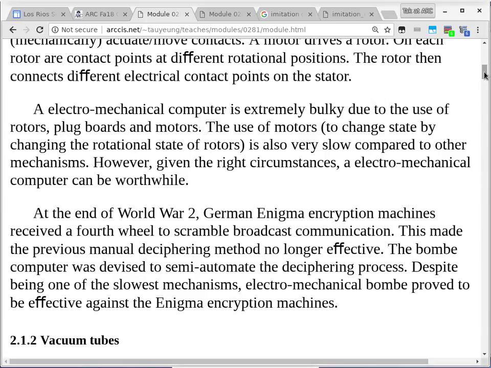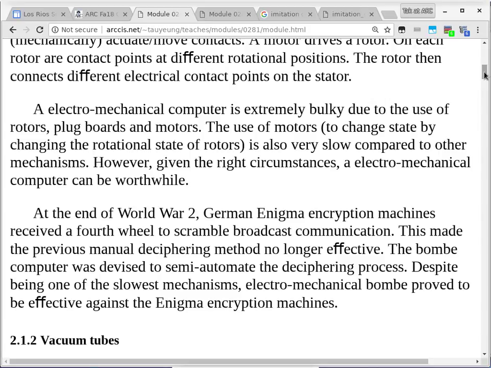So what happens when you pass current through a conductor that has some resistance? It heats up, exactly. Most of the energy is dissipated as heat, okay? So these computers tend to run hot, because they use a lot of energy to move parts and so on and so forth. And then the second part is, do you think these computers can be fast? What is the limiting factor? The rotors, right? You can't really turn the rotors beyond a certain speed and still be reliable. So they're slow, they're bulky, they use a lot of energy.